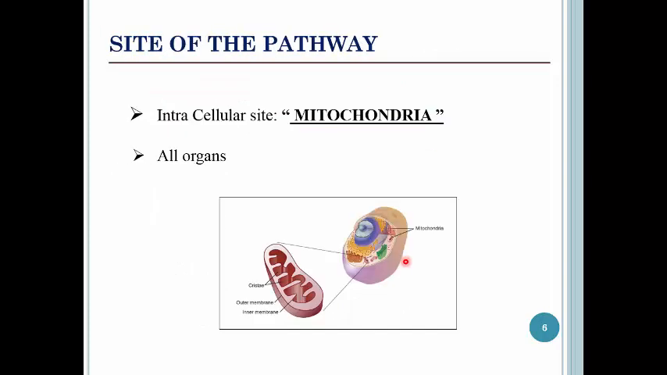Next is the site. This is a pathway which is purely operated in the mitochondria of the cell, and almost all the organs will operate beta oxidation of fatty acid.